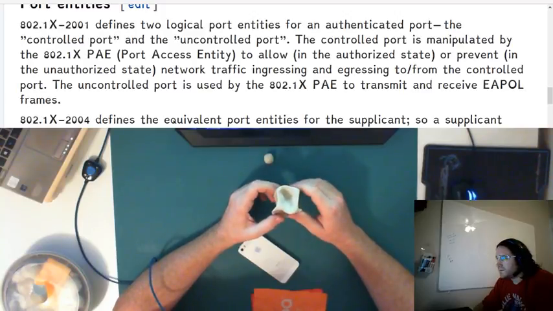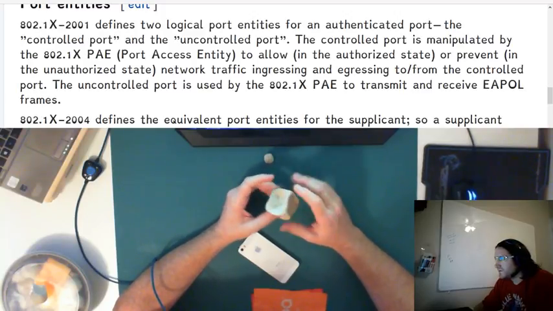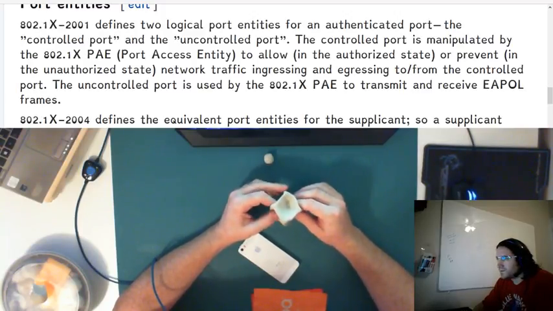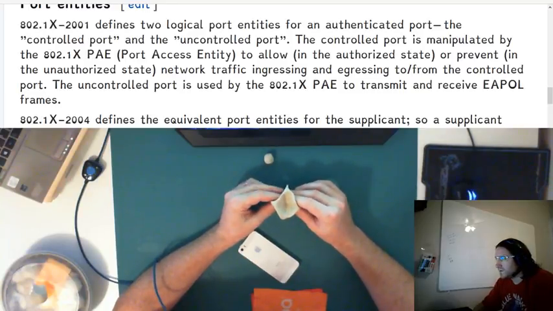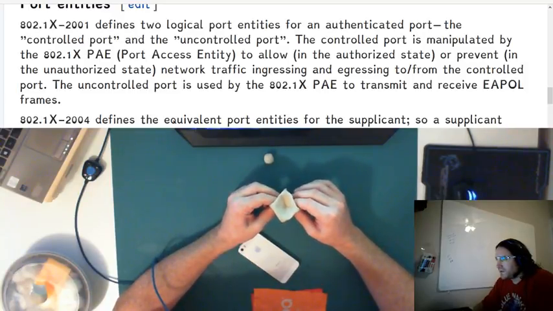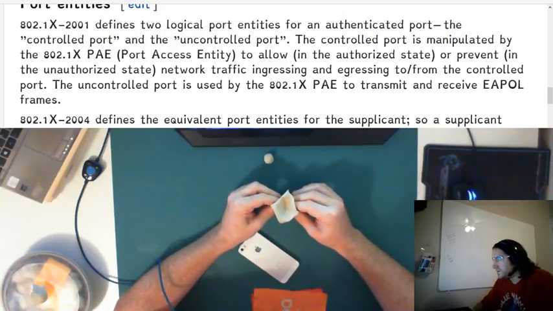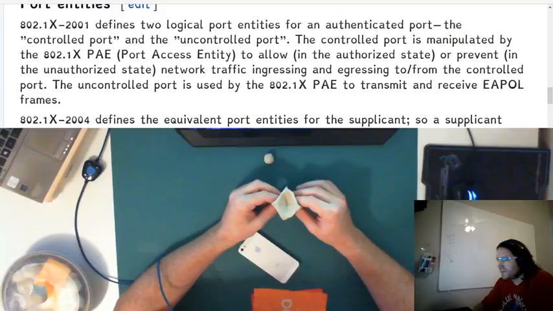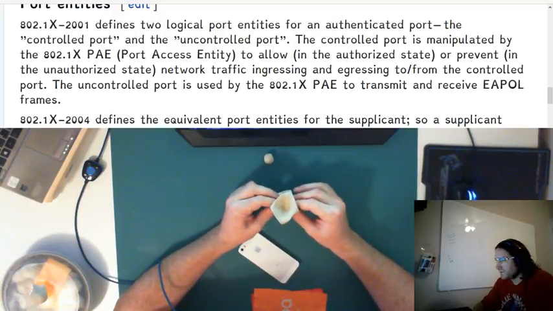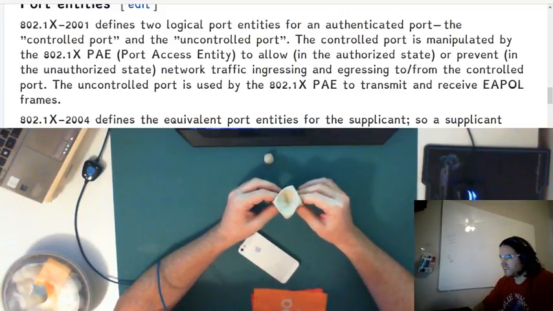802.1X defines two logical port entities for the authentication port: the controlled port and the uncontrolled port. The controlled port is manipulated by the 802.1X port access entity to allow the authorized state, or prevent the unauthorized state, of network traffic ingressing and egressing to and from the controlled port.